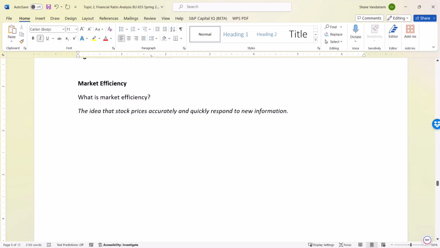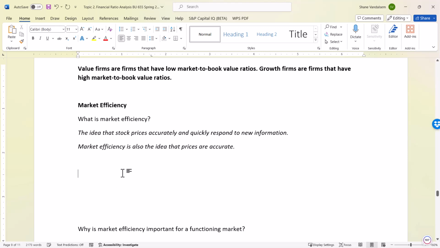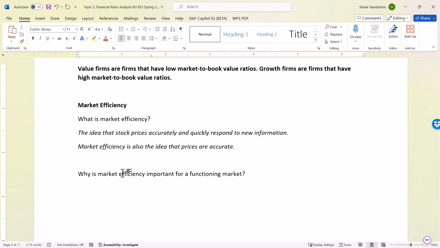Market efficiency is important, and we're going to get into this here in a minute. Market efficiency is also the idea that prices are accurate. So they accurately and quickly respond to new information, and the prices are accurate. They represent reality for whatever's being priced. And usually with investments we're talking about firms, but we can also talk about individual assets too.